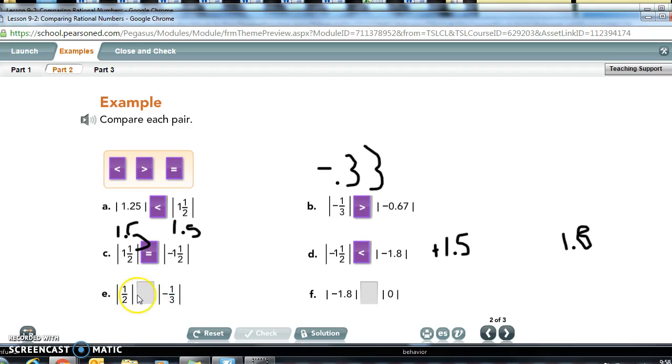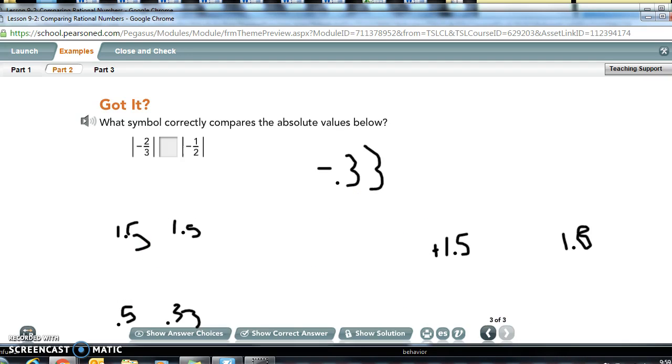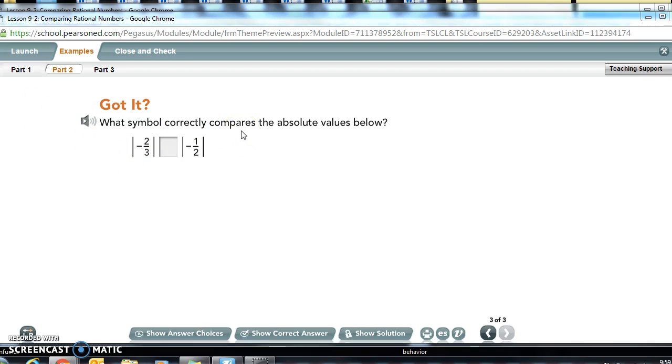Down here, absolute values. They're both going to be positive again. So that means this would be equal to 0.5, and this would be equal to 0.33. Well, which one is greater? This one. Okay, what's bigger, the absolute value of 1.8 or the absolute value of 0? Go ahead and put that in your notes. I would like to see A, B, C, D, E, and F, not just the signs, but with the numbers. Okay, and I'm going to go on to the next. Got it. Okay, it says at the top of your page, what symbol correctly compares the absolute values below? Go ahead and put a symbol in there, either less than, greater than, or equal to, and I'm moving on to part 3.